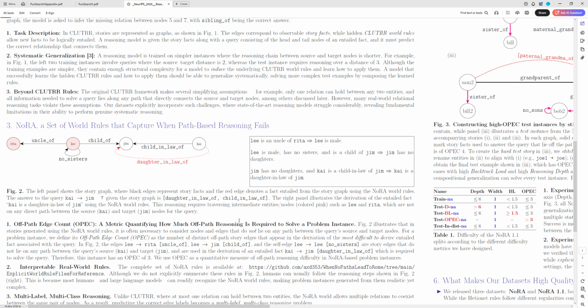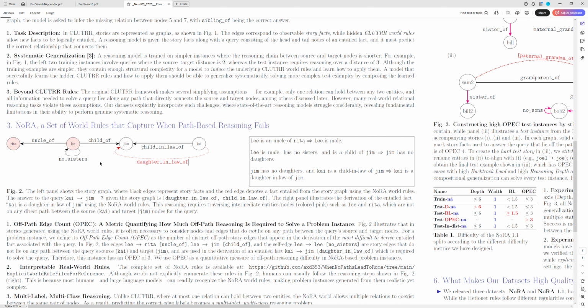So here is a Nora problem instance. The story facts are the bold edges. So here the story facts are these 4 bold black edges. And the query is, what is the relationship between Kai and Jim? And this is a hidden fact that you will need to derive, which will help you solve the query. So this is the label.